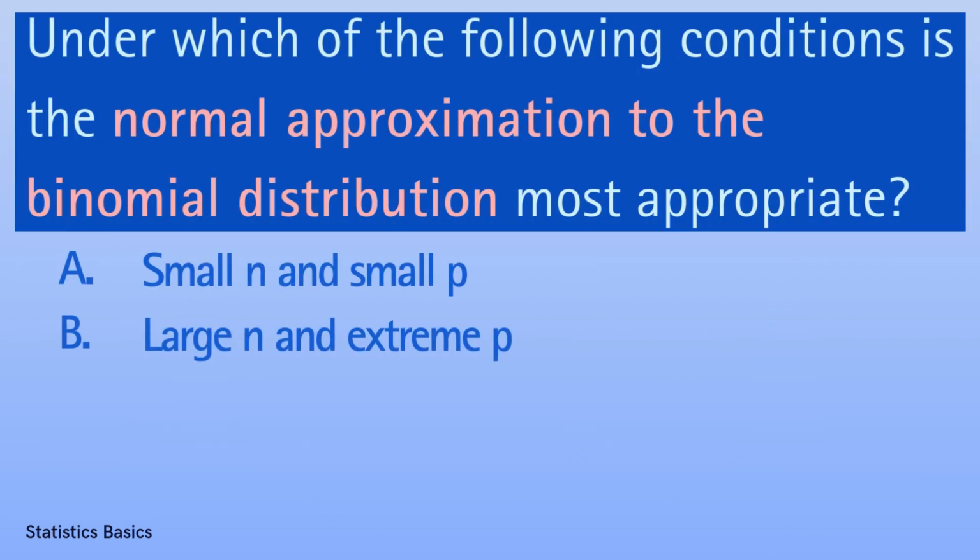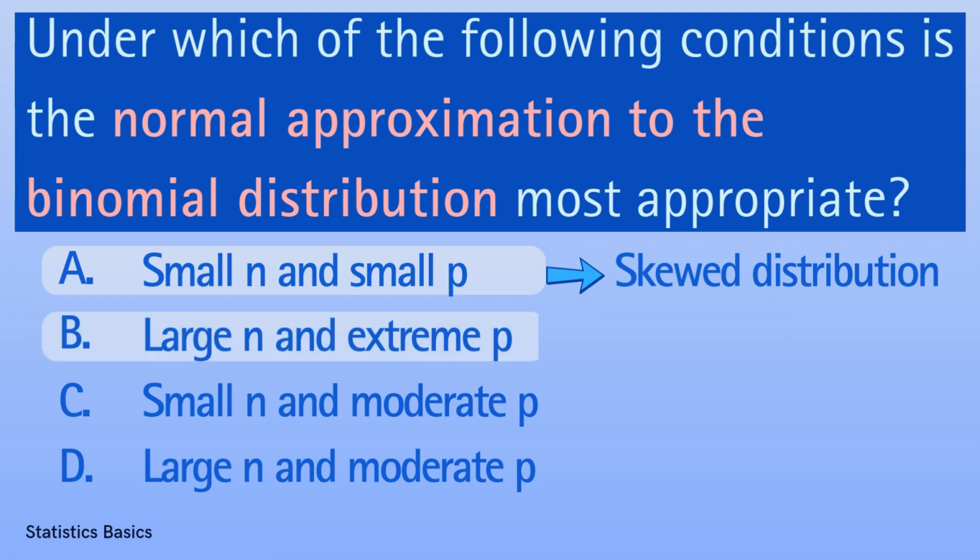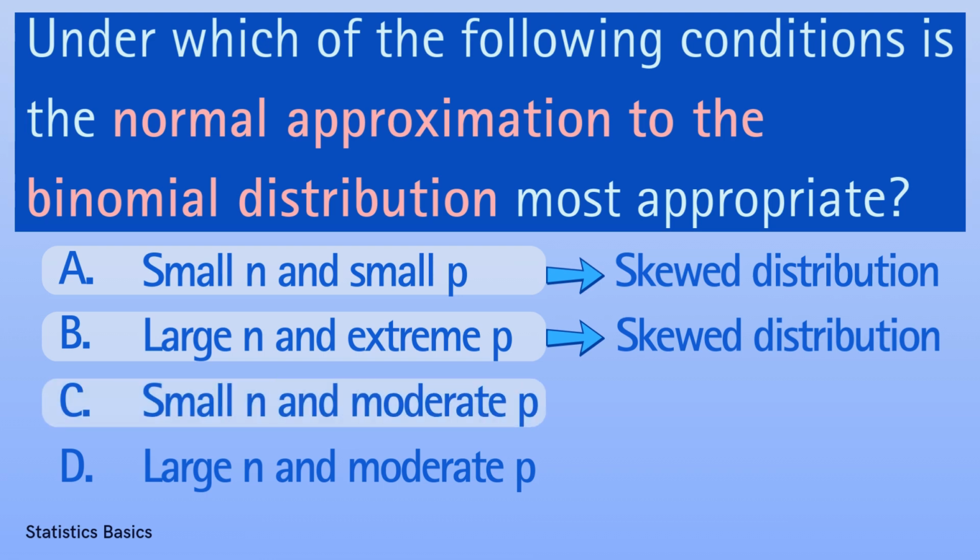Now coming back to the quiz. A small sample size and a small p would result in a skewed distribution, not suitable for a normal approximation. A large sample size would be good, but an extreme p would lead to skewness and make the approximation inaccurate. A moderate p is good, but a small sample size wouldn't be enough for the distribution to become bell-shaped.